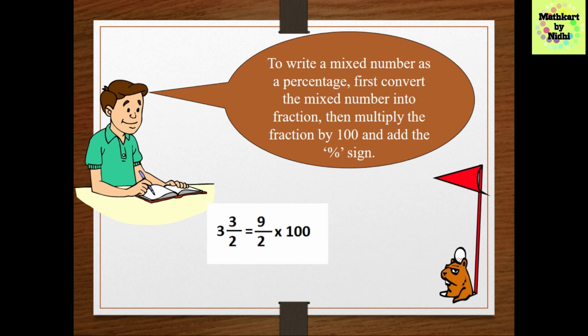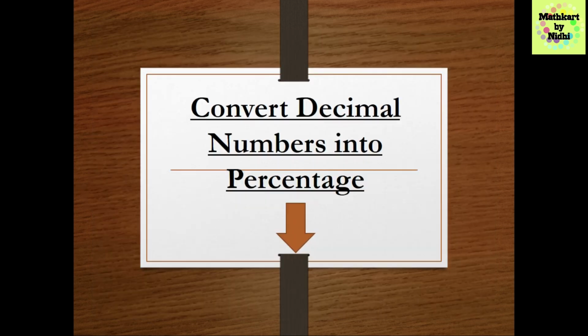Let us see one more example. Here it is 3 by 2. I have converted this into the improper fraction by multiplying. 2 3s are 6. 6 plus 3 is 9. 9 upon 2 and we are multiplying by 100. And you can see now 2 can divide 100 completely. So we can cancel it out. 2 50s are. It will be 9 5s are 45 and 0. 450 percentage.